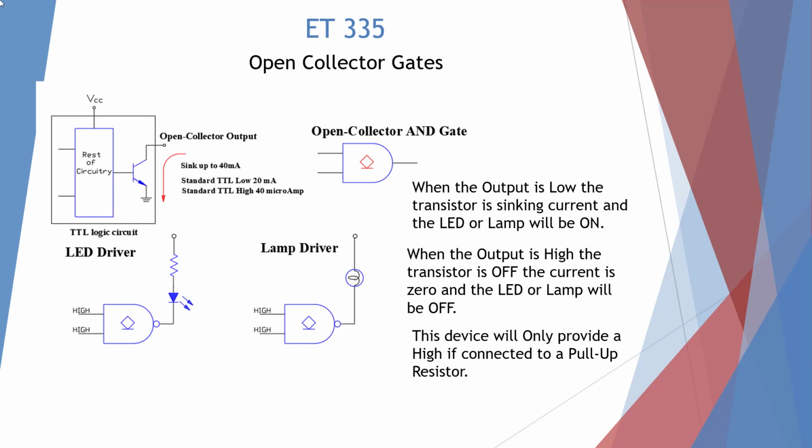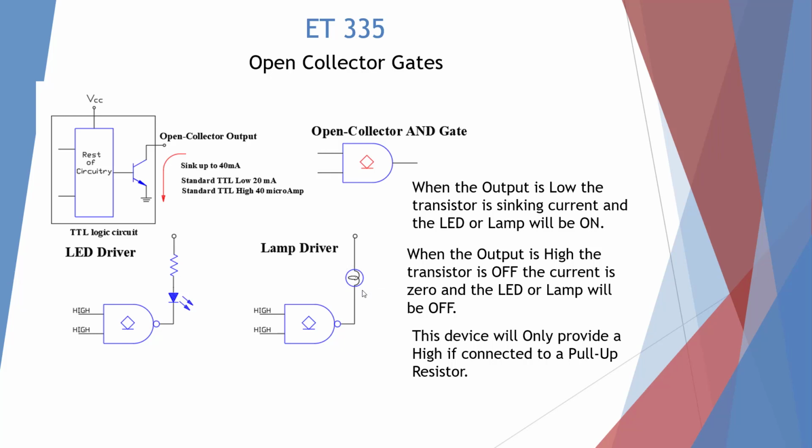Here we're showing our open collector devices again. So when the output is low, the transistor is sinking current and the LED or lamp will be on. So we'll have more current here, about twice as much current here. So when this device is low, we're going to provide a path. We are going to need an external pull-up resistor to make the LED work. Plus this device has no positive voltage, will not go high. We need to provide that externally.